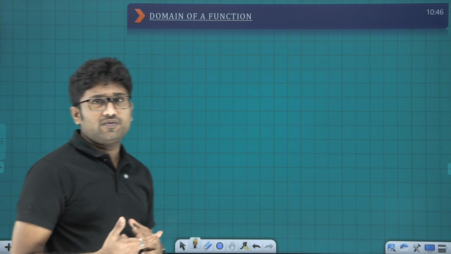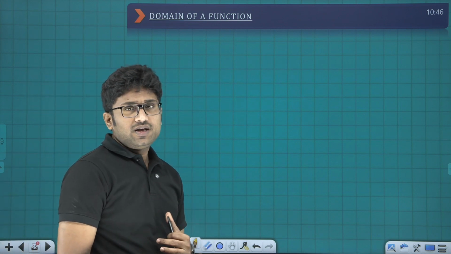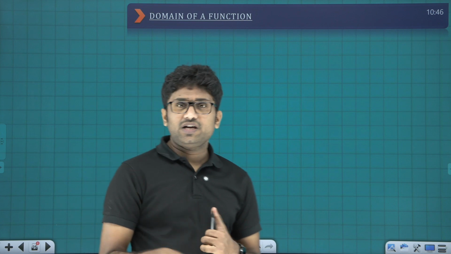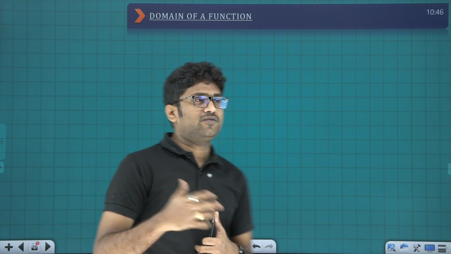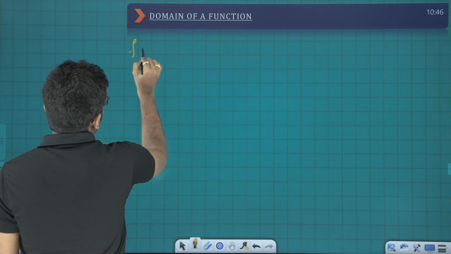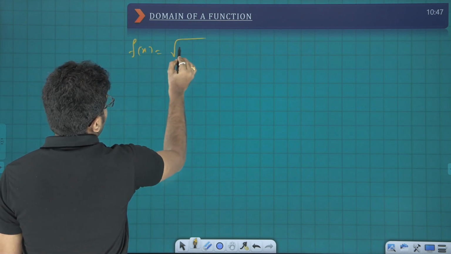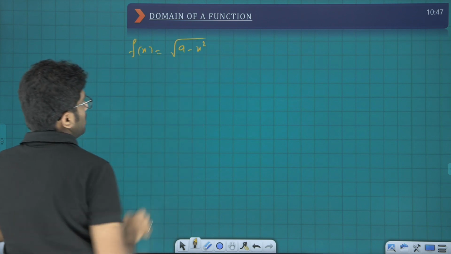Next, domain of a function. What do you mean by domain of a function? Domain of a function means the set of values of x where f of x is defined. Simple. All the set of values of x where f of x is defined. So for example, I take f of x equals square root of 9 minus x square.